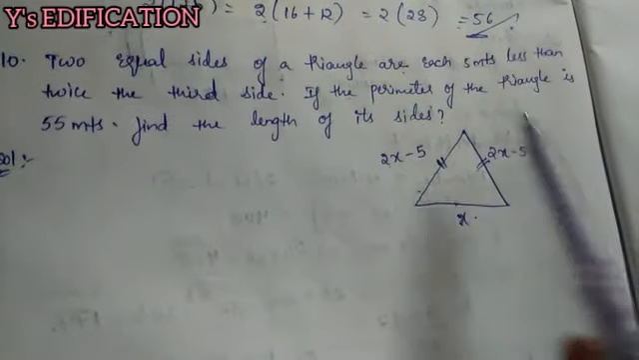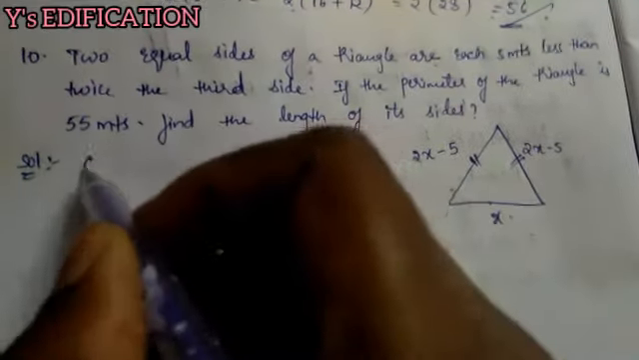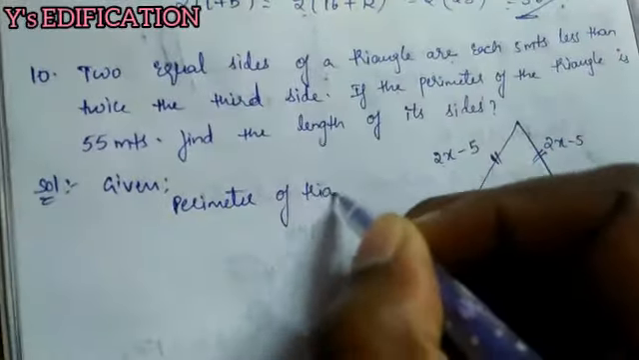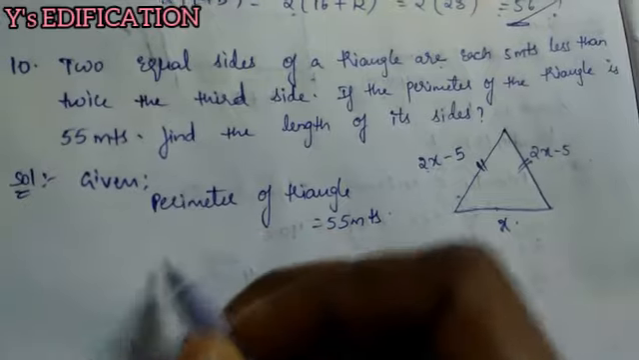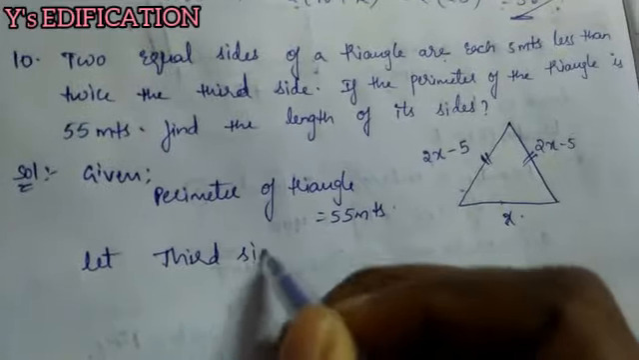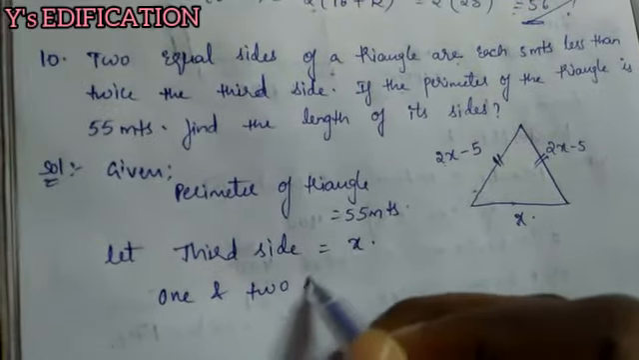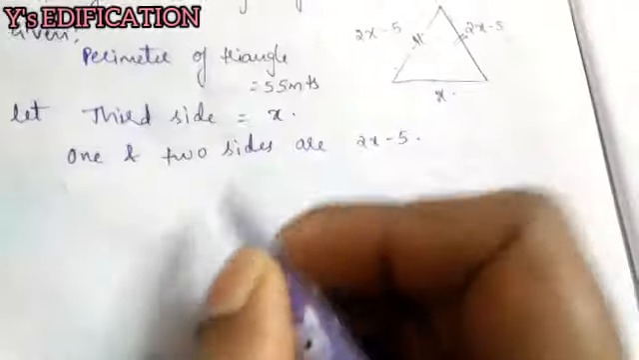And the perimeter of the triangle is given as 55 meters. So find the length of the sides. First, write down the given. What is the perimeter of the triangle they gave? 55 meters. And the third side, let the third side be equal to x. The other two sides are 2x minus 5 and 2x minus 5.